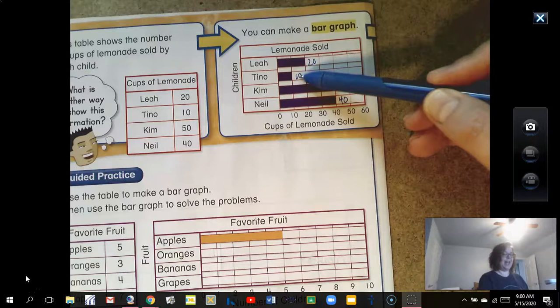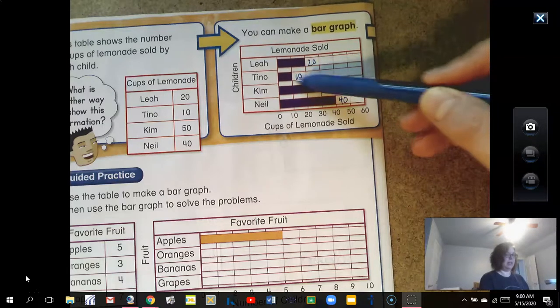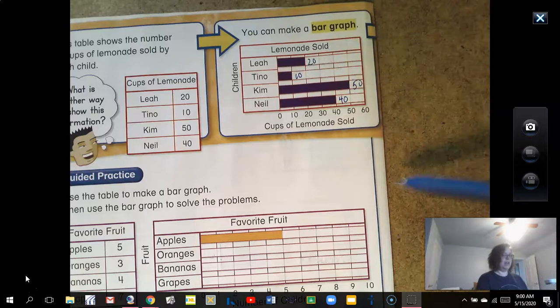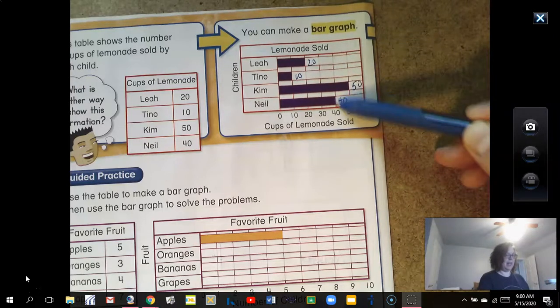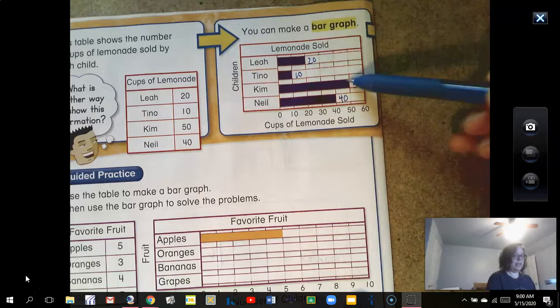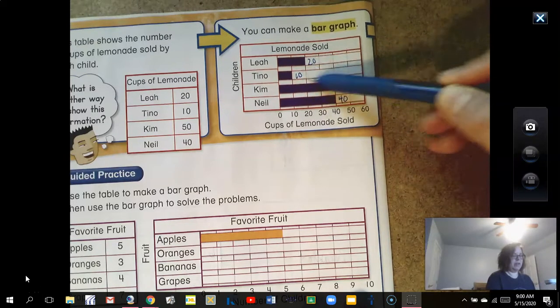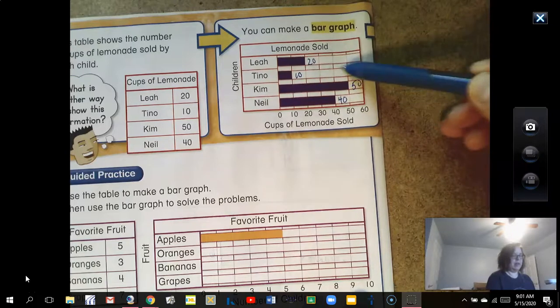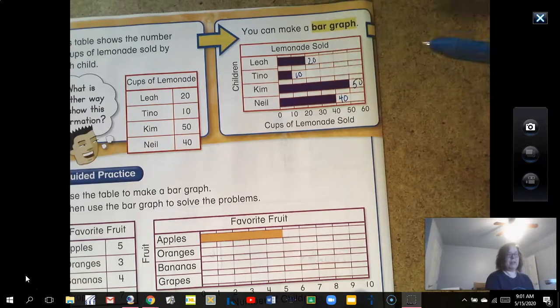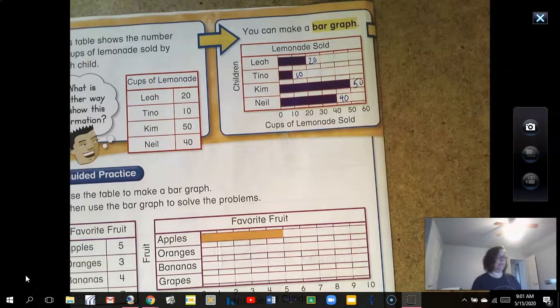Leah sold 10 more than Tina. Leah sold 10 more than Tina, right there. See, 10 more. That's how many more. Then Kim sold 10 more than Neil. Okay, if you look at Kim and Tina, Kim sold, let's see, 1, 2, 3, 40 more. Or you could go 50 minus 10 is 40.